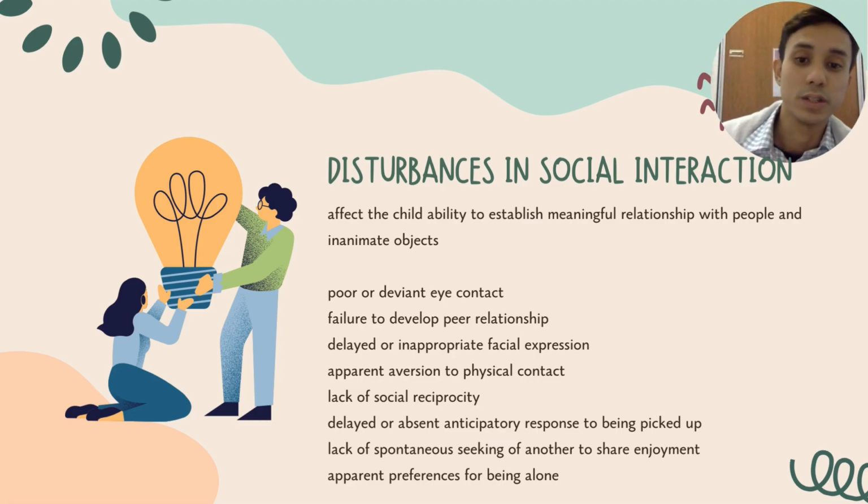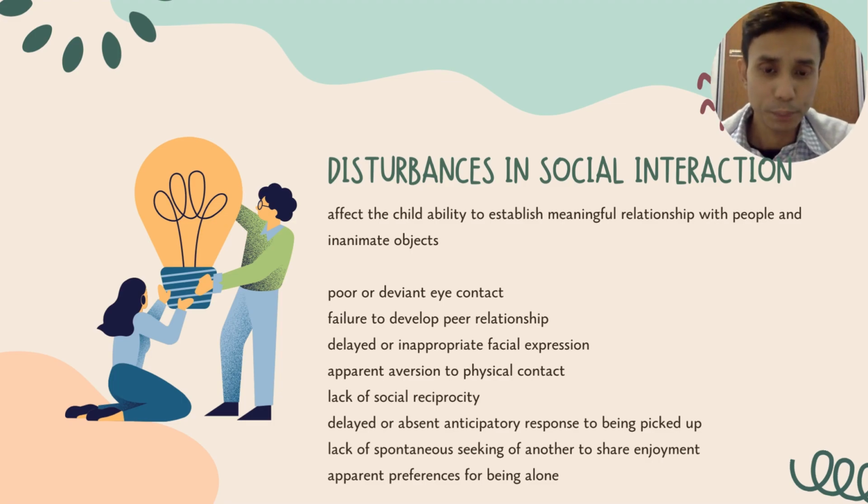So let's start with disturbance in social interaction. It affects the child's ability to establish meaningful relationships with people and inanimate objects. These are the characteristics of social interaction we can see in the child. He or she may have poor or deviant eye contact, failure to develop peer relationships, delayed or inappropriate facial expressions, apparent aversion to physical contact, lack of social reciprocity, delayed or absent anticipatory response to being picked up, and lack of spontaneous seeking of another to share enjoyment. This is what we could see in an autistic child. Because of the disturbance in social interactions, there will be lack of eye contact, and they can fail to develop peer relationships because of the lack of social interaction.